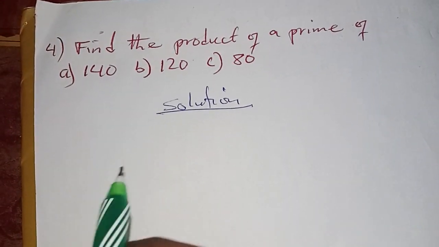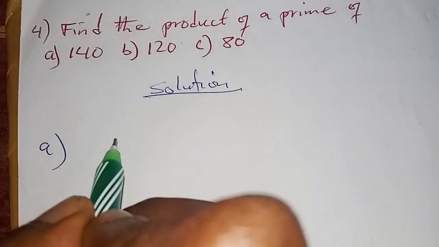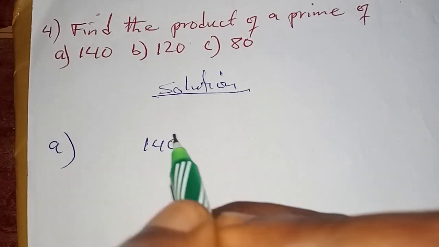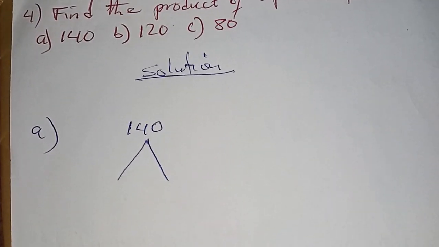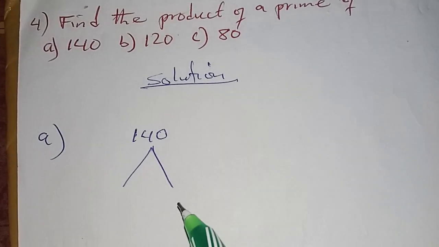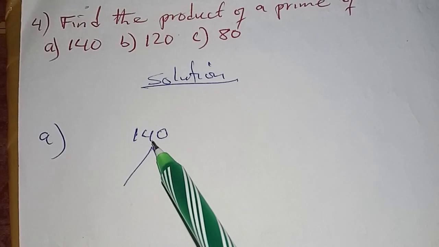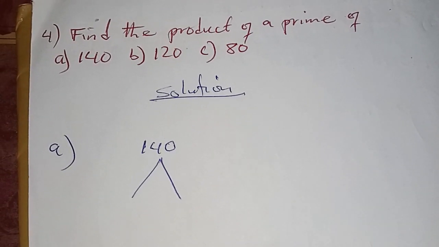We'll say solution, we'll say the first one, which is A, 140, right? Now we draw our factor tree, right? So here the secret behind this: which two numbers can I multiply to get 140?